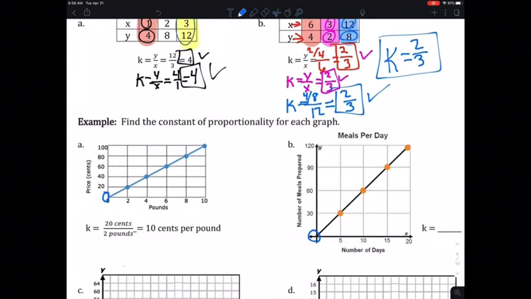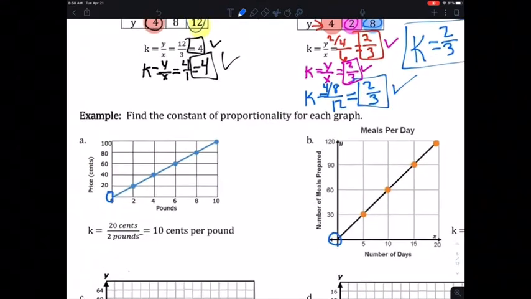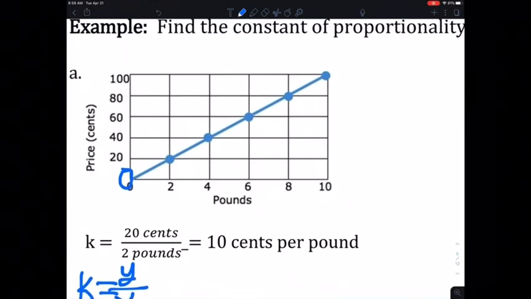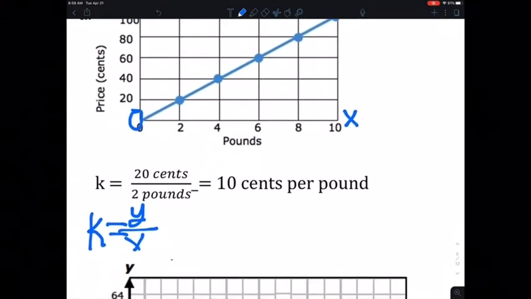Okay, so find the constant of proportionality for each graph. Let's look at this one right here. We're still doing the same thing. Nothing has changed. We're still using k equals y over x. Now look at your graph. It's not labeled for you, so that's a little tricky. Which is which? 0, 2, 4, 6, 8, or 10, those are my pounds. That's going to be off of my x-axis. 0, 20, 40, 60, 80, 100, that's going to be my y. And they're giving you an example here. They're doing 20 cents.